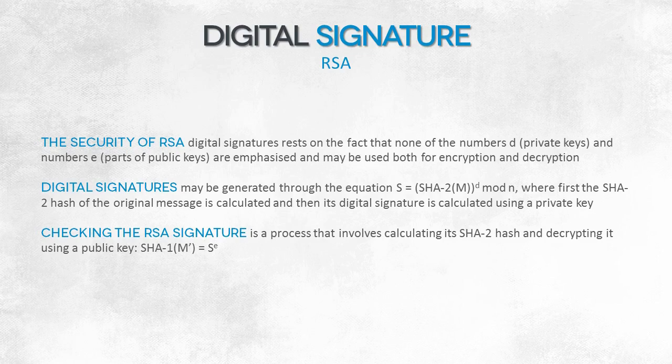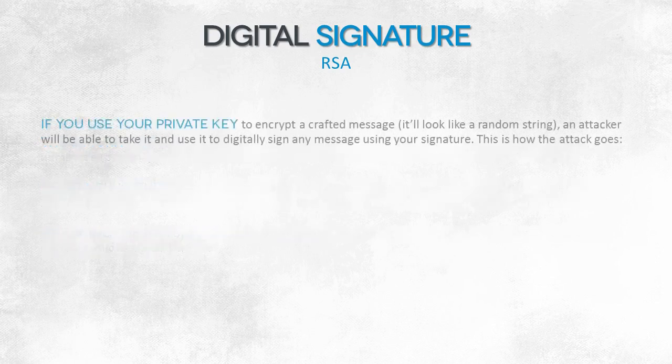Since the private key and a part of the public key can be used interchangeably to encrypt and decrypt data, a peculiar kind of attack can be mounted. If an attacker sends you a specially crafted message and you encrypt it using your private key, the message sender will be able to sign their arbitrary message using your signature, on your behalf. They will also be able to impersonate you.